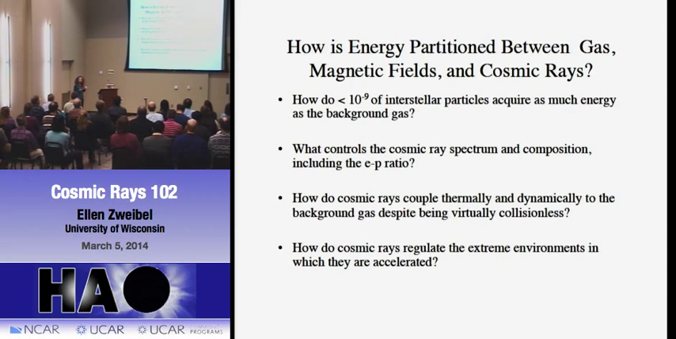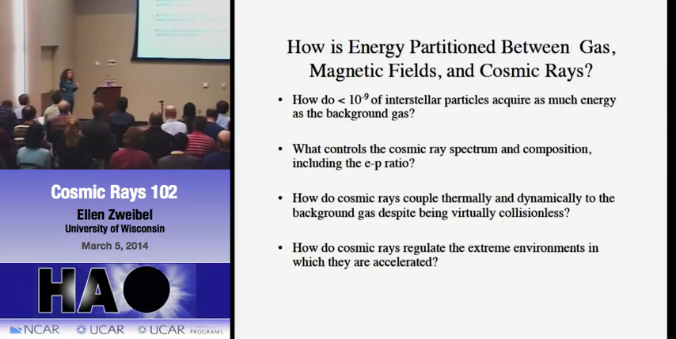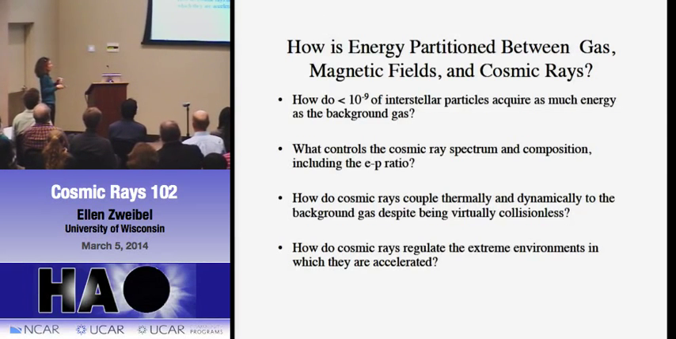So about 1 in a billion interstellar particles is a cosmic ray, but that 1 part in a billion has as much energy as the rest of the thermal gas, which defies thermodynamics as we understand it. What controls the cosmic ray spectrum and composition, including the electron-proton ratio? So only about 2% of cosmic rays are electrons. In solar flares, electron acceleration seems to be much more efficient. Why is that? What controls it?